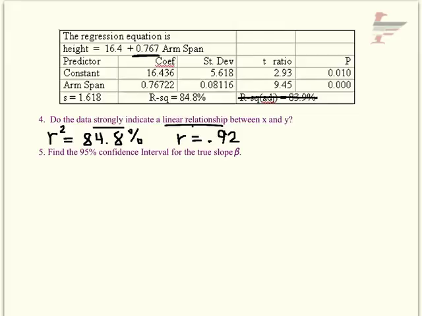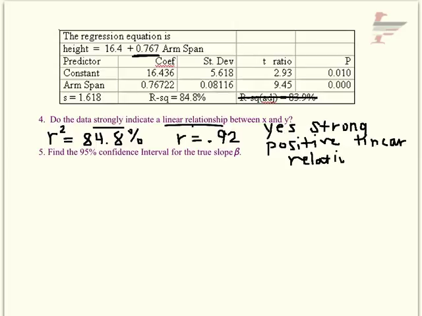But yes, according to that, it shows a strong linear relationship. So I'm going to write that out: strong positive, because my slope is positive, linear relationship, although technically without graphing anything, this could be completely off. So based off of my r and r squared, yes, this is good.